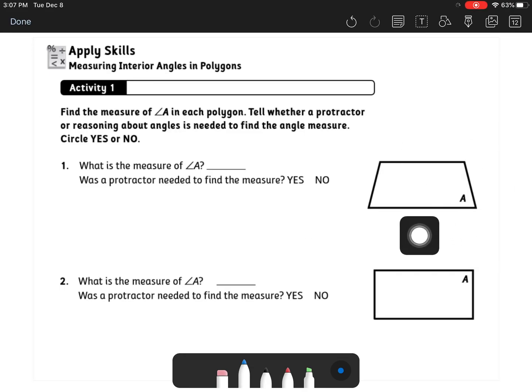Now in this one, because they don't tell us any of the other measures, and there are not necessarily right angles here, we would need a protractor. Yes, we would need a protractor.